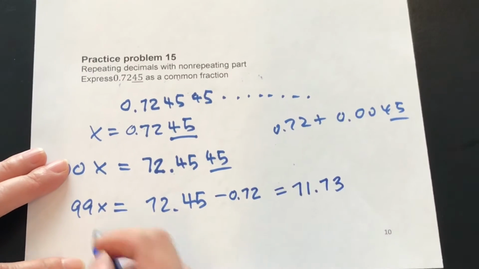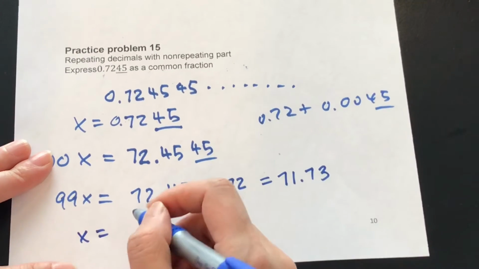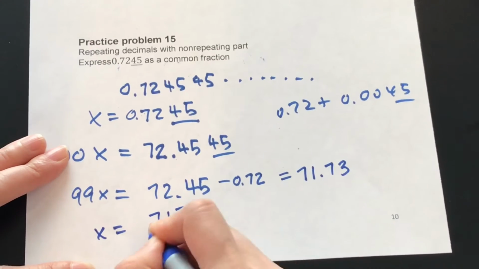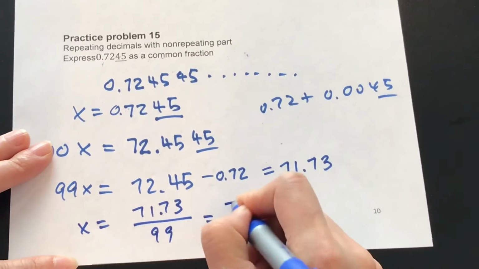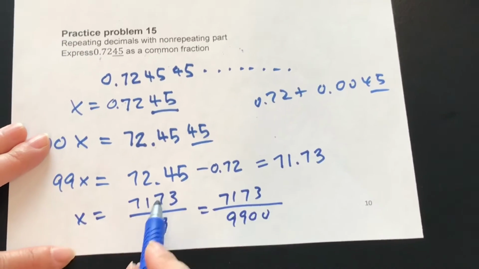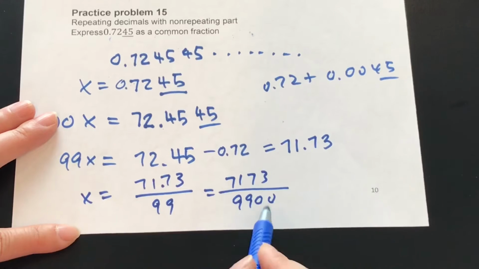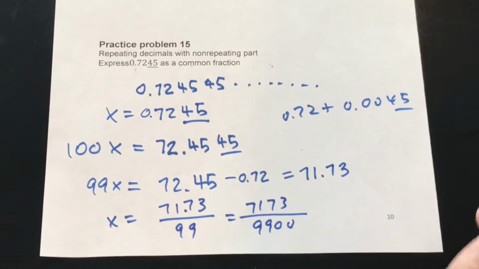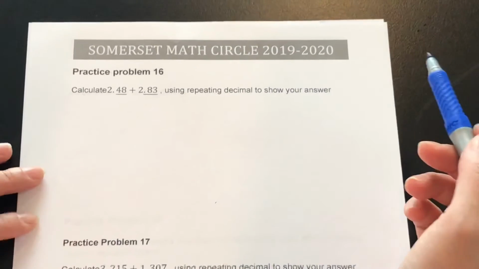Okay, so x is 7173 divided by 99, or 7173 divided by 9900. So this is divided by 100, right? So we put a 100 on the bottom. So that's the fraction form. Then you can simplify.